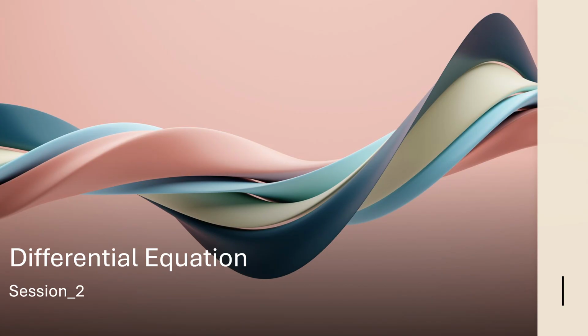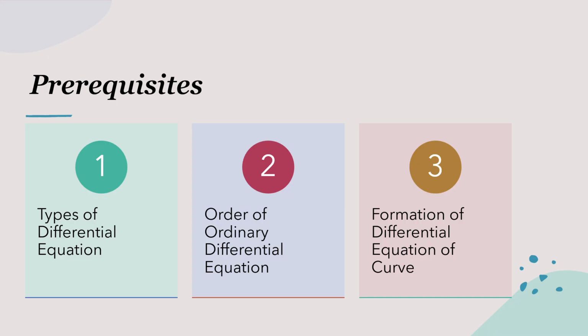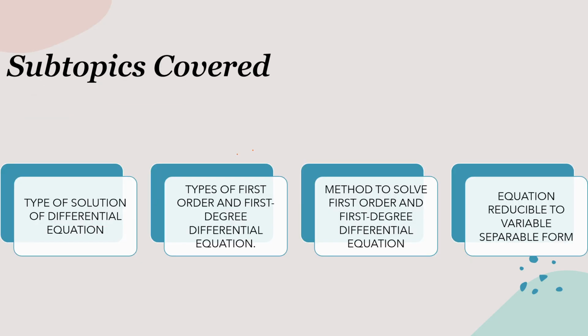In the last class, we discussed these topics: types of differential equations, order of ordinary differential equations, and formation of differential equations of the curves. In today's class, we are going to discuss types of solutions of differential equations. One type we have already discussed, that was variable separable form. A few more questions we will do today, and then types of first order and first degree differential equations.